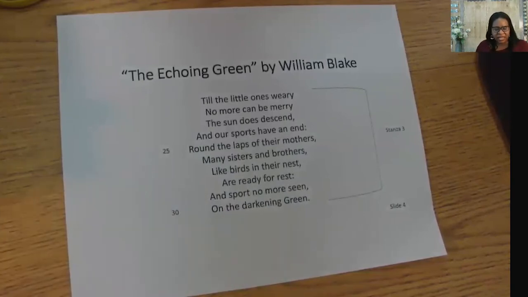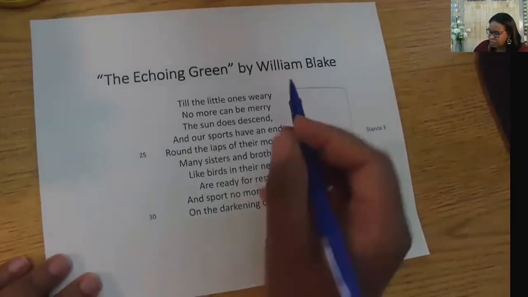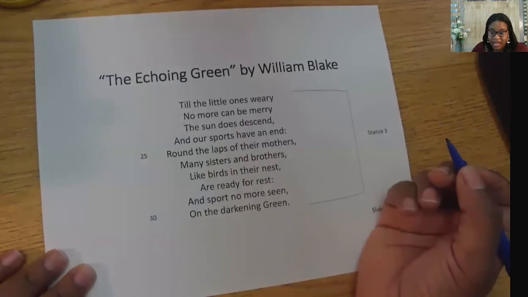I think clarifying the meaning of two words will help us to understand this stanza a little bit better. So beside the word weary, I'm going to write tired. And beside merry, I'm going to write the word happy.